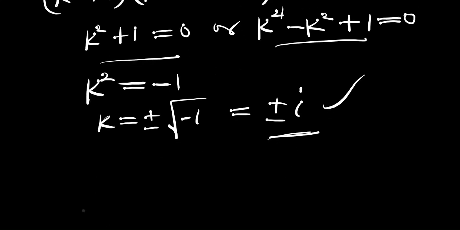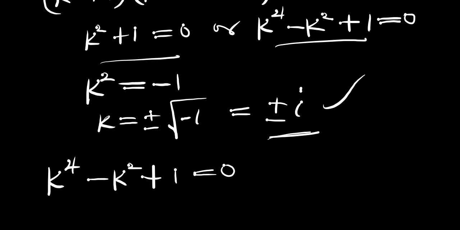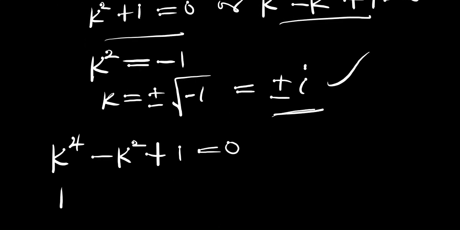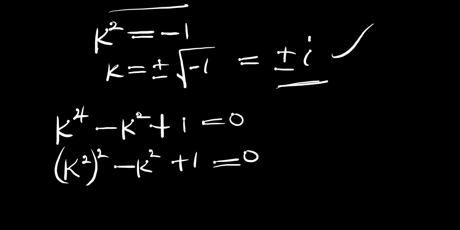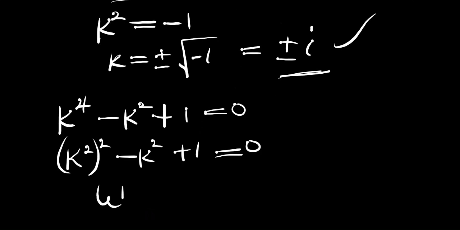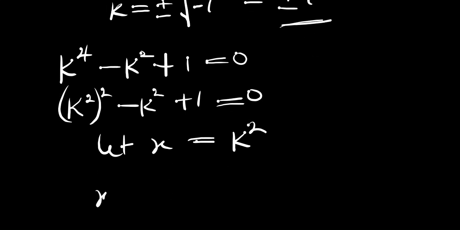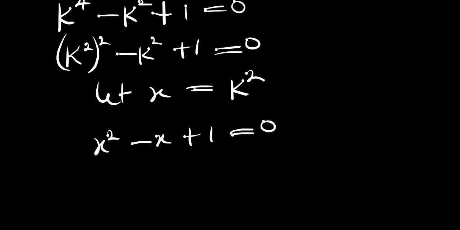So we are going to have k power 4 minus k squared plus 1 equals 0. Now I can decide to rewrite this as, maybe, k power 2, all power 2, then minus k power 2 plus 1 equals 0. So from here, I can say let x equals k power 2. Then we are going to have x squared minus x plus 1 equals 0. So let's go ahead and solve this quadratic equation using the formula method.